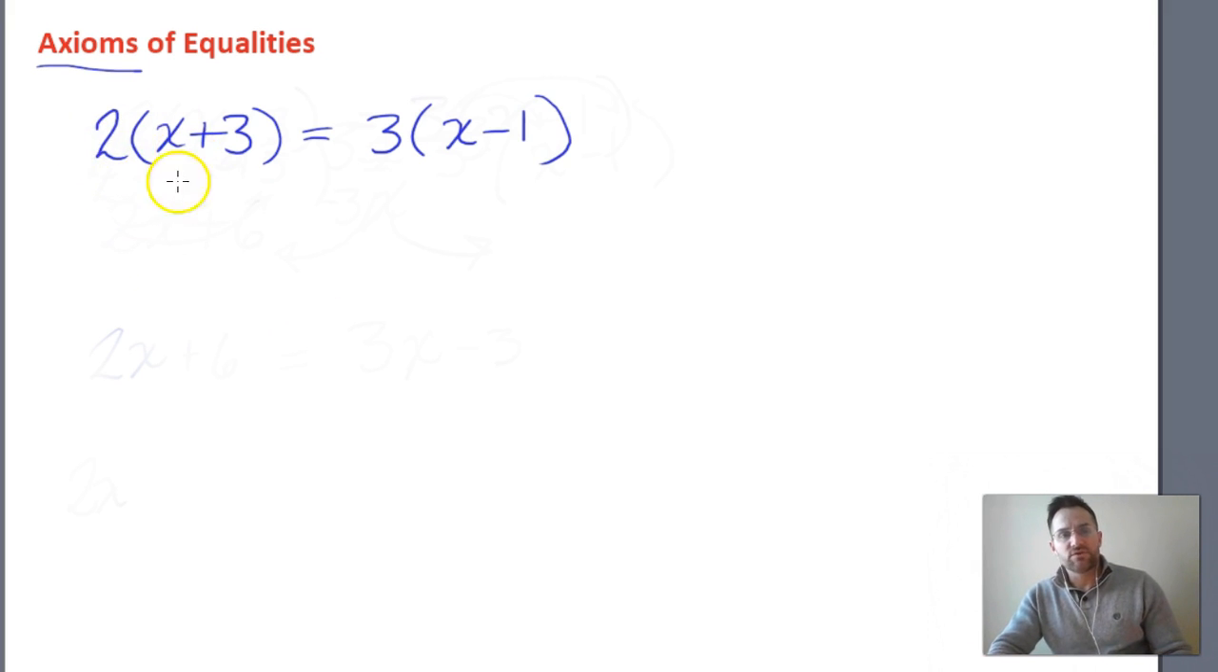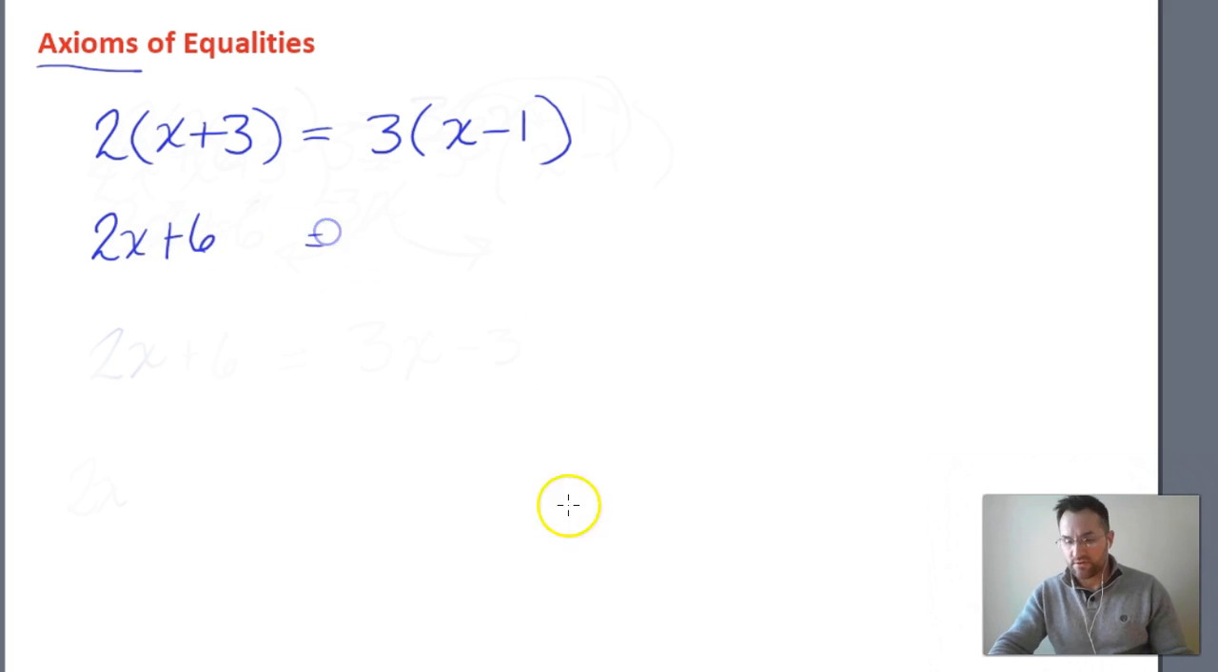So we have 2 times x here, which is 2x. And we have 2 times positive 3, which is going to be a positive 6. Then we have our equals. And that is going to equal 3 times x here, 3x, right? 3 times negative 1 is going to be negative 3, right? 1 is the multiplicative identity. That negative gets applied to that positive 3. So we have 2x + 6 is equal to 3x - 3.